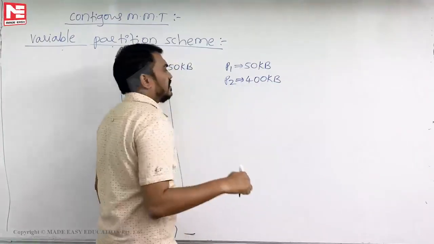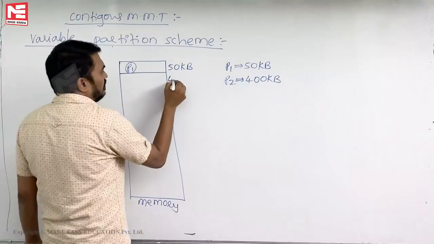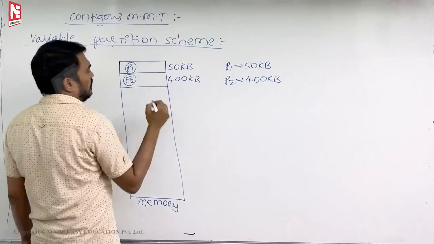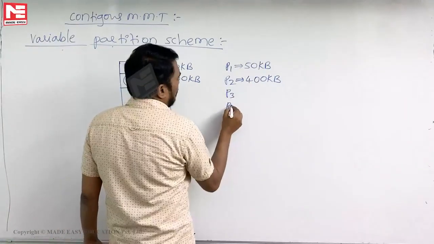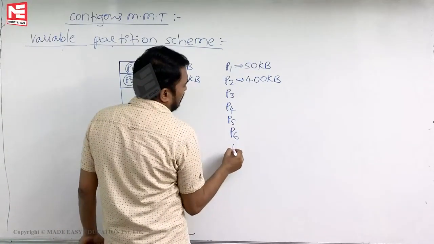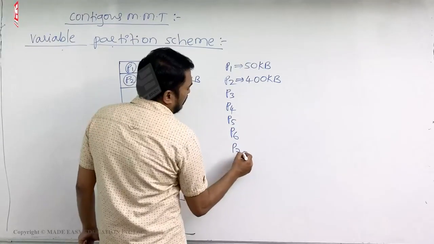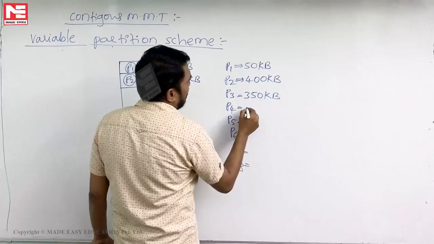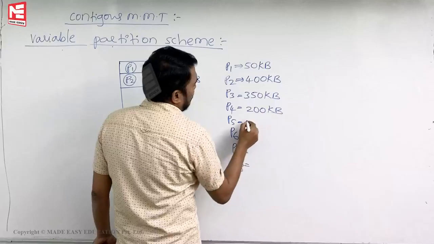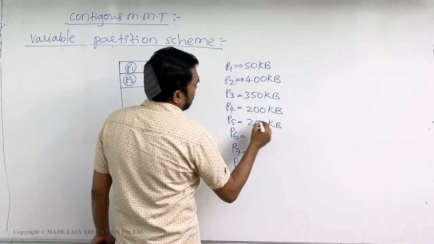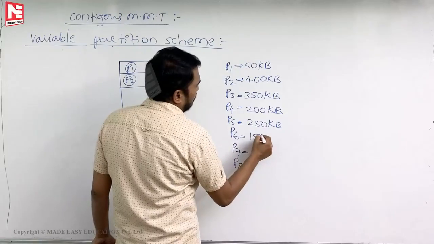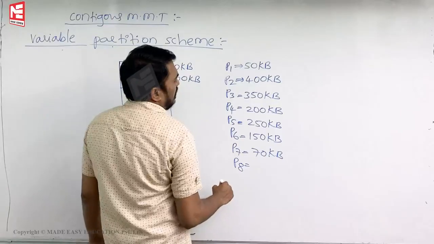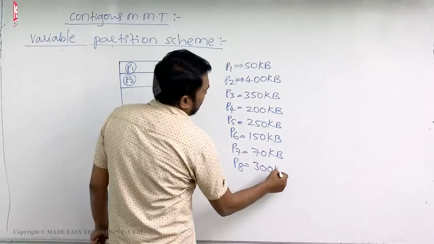Now next, let's say for example P2 is coming with the request of 400 KB. So then what happens? You create a 400 KB partition here and accommodate process P2 here. And next, let's say P3, P4, P5, P6, P7 and P8, so many processes coming here. Let's say next 350 KB, 200 KB, 250 KB, 150 KB, 70 KB, and 300 KB.